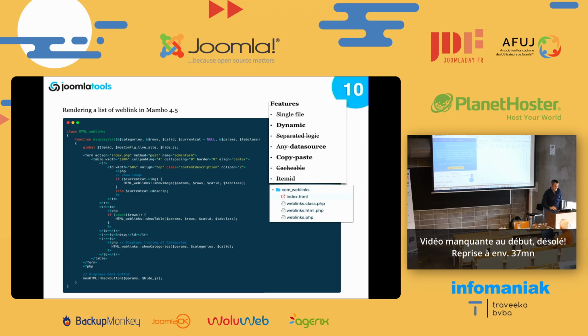We have something called show image to show the image of the web link. We have something called show table to render the table. And we have something called show categories to render the list of categories below that, so we can switch to additional categories that might exist.